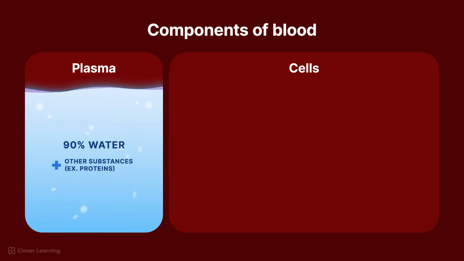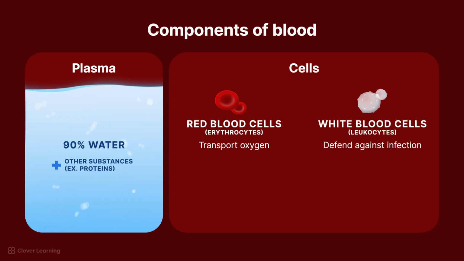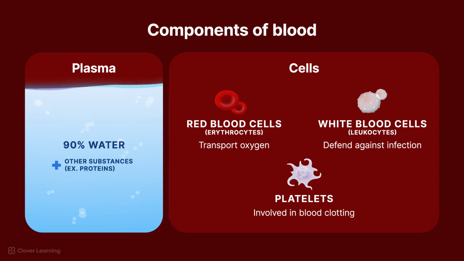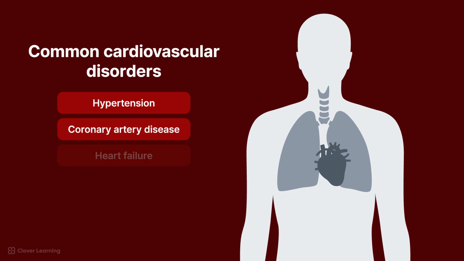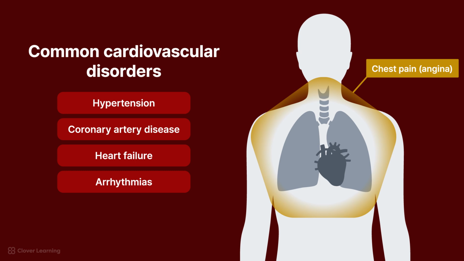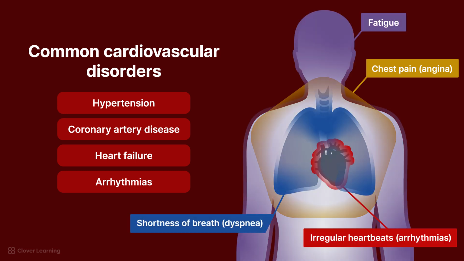There are three main types of cells found in the blood. Red blood cells, or erythrocytes, which transport oxygen from the lungs to the body's tissues, white blood cells, or leukocytes, which defend against infection, and platelets, which are involved in blood clotting. Common cardiovascular disorders include hypertension, coronary artery disease, heart failure, and arrhythmias. Symptoms often include chest pain or angina, shortness of breath or dyspnea, fatigue, and irregular heartbeats or arrhythmias.